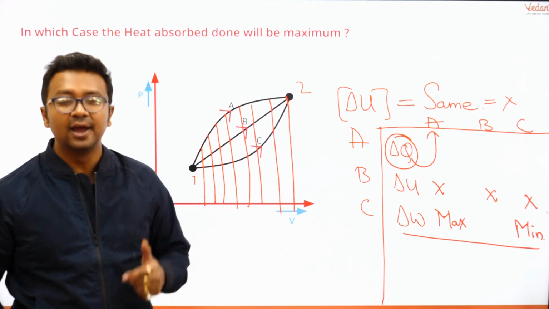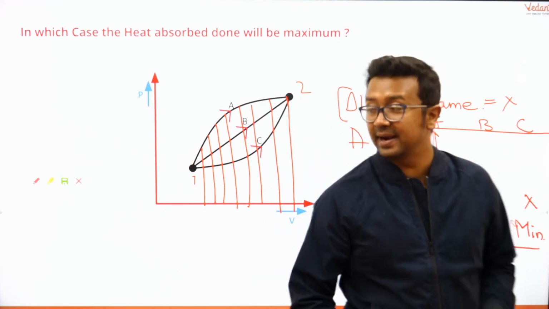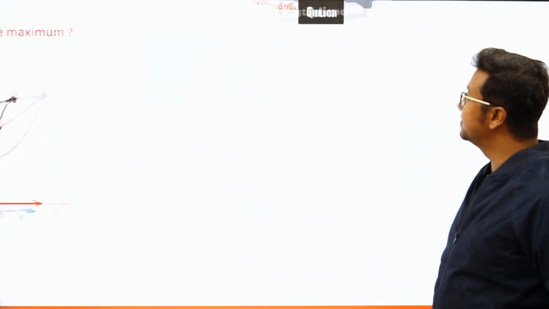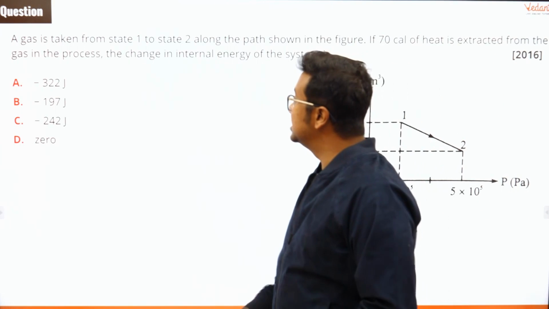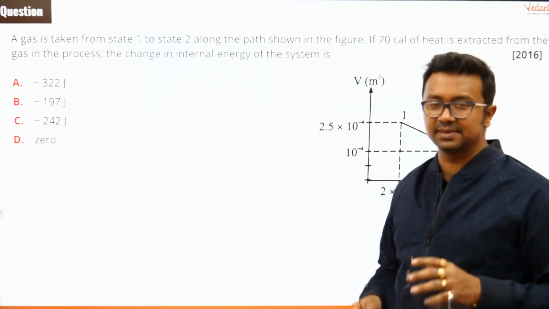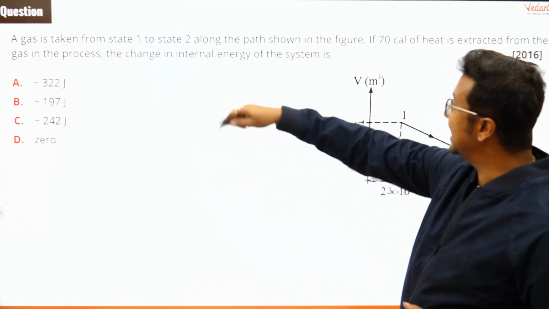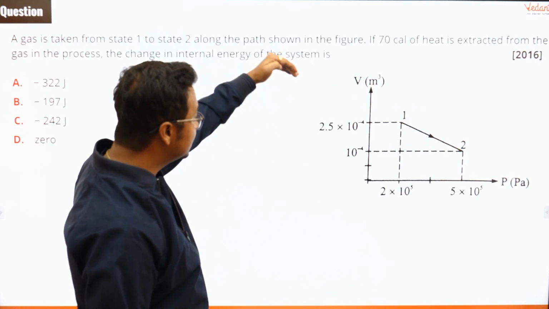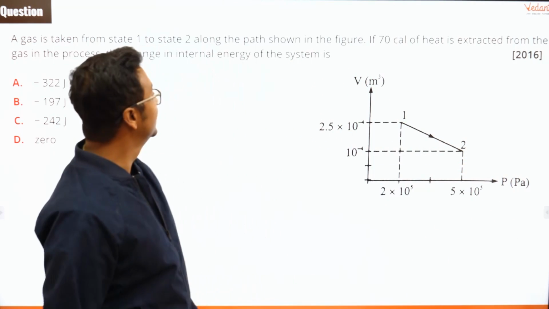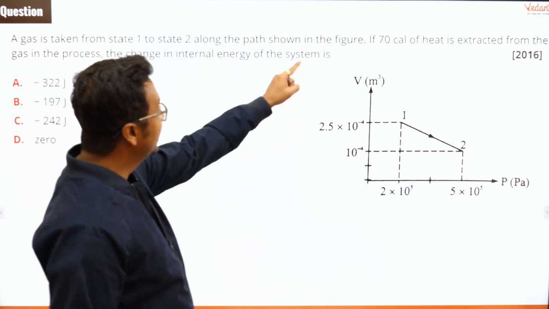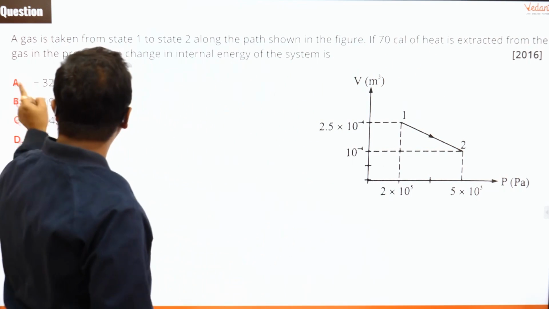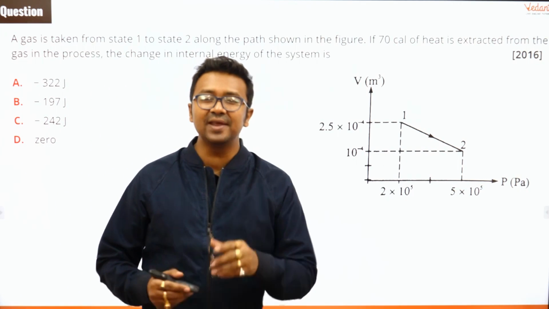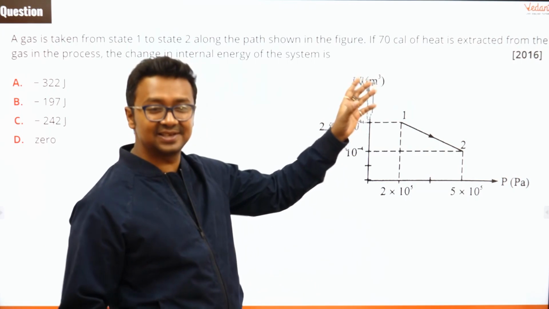So let's go ahead to the next numerical, my dear students, which is even further interesting. Fine? So we've got a very simple question based on the concept of indicator diagram. A gas is taken from state 1 to state 2 along the path shown here, that is 1 to 2. Clear? If 70 calorie of heat is extracted from the gas in the process, then what is the internal energy change of the system? Now one should be very careful, and this question appeared in 2016 for JEE.